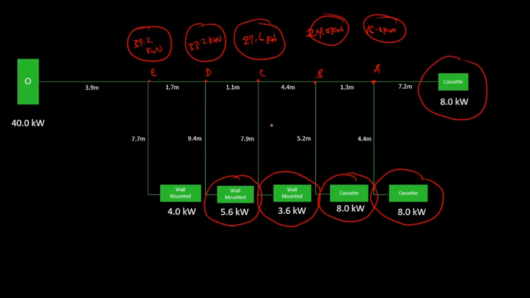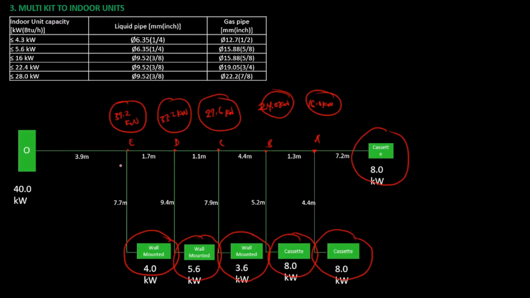So what we're going to do next is calculate the pipe sizes between the multi-kits and the indoor units connected to them. To determine the pipe sizes between the multi-kits and the indoor units connected to them, I said we would use this table. So at branch A, the indoor units connected to branch A have a capacity of 8.0 kilowatts. So let's start with this one. The capacity of this unit is 8.0 kilowatts, and 8.0 kilowatts is between 5.6 and 16 kilowatts. So we'll choose this.